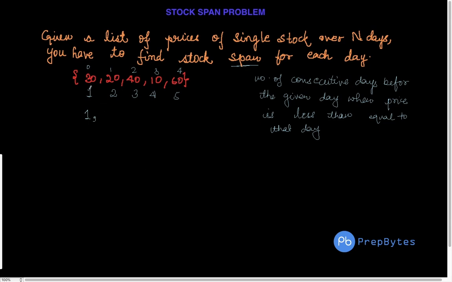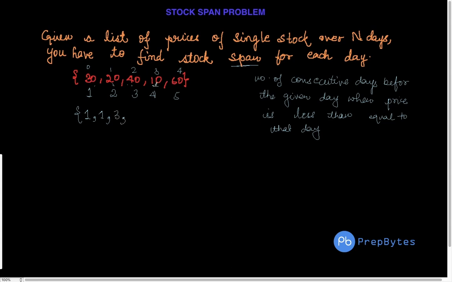So let's try to calculate the span for this particular list of prices and you will understand the thing better. For 30, as I said, this is the first day, so the span is 1. For 20, just before 20 we have 30, so there is no such day for which the price is less than 20, so the span is 1 again. And then we have 40. Just before 40 we have 20, which is less than 40, and then we have 30, which is less than 40. So the span is 1, 2 and 3. So 3 is the answer.